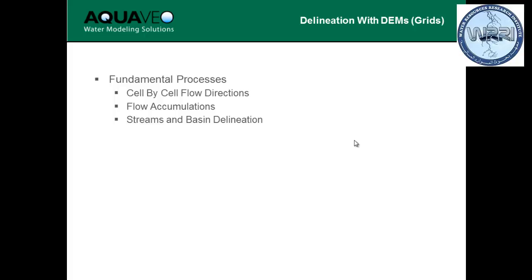I'm not sure whether this is on our schedule, but I think we're going to talk about some advanced options where you actually combine your map-based delineation and your DEM-based delineation. You can modify that DEM-based delineation to include any changes in your watershed.